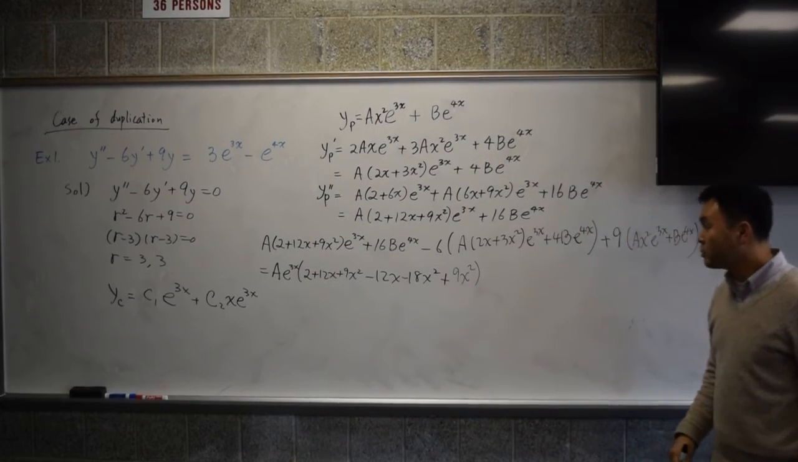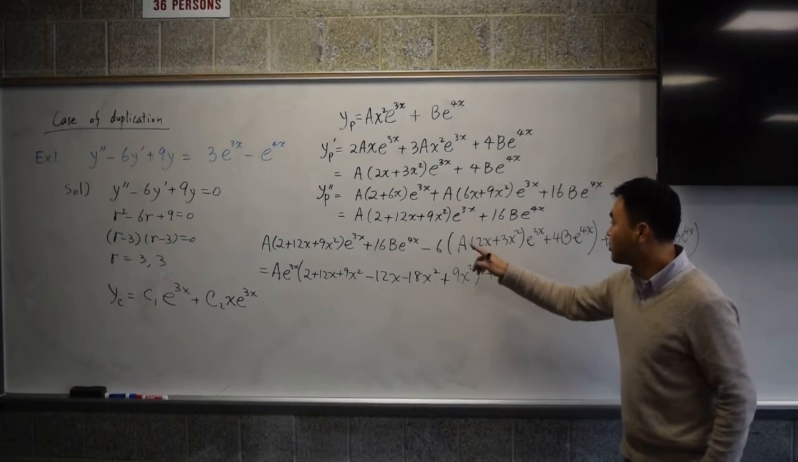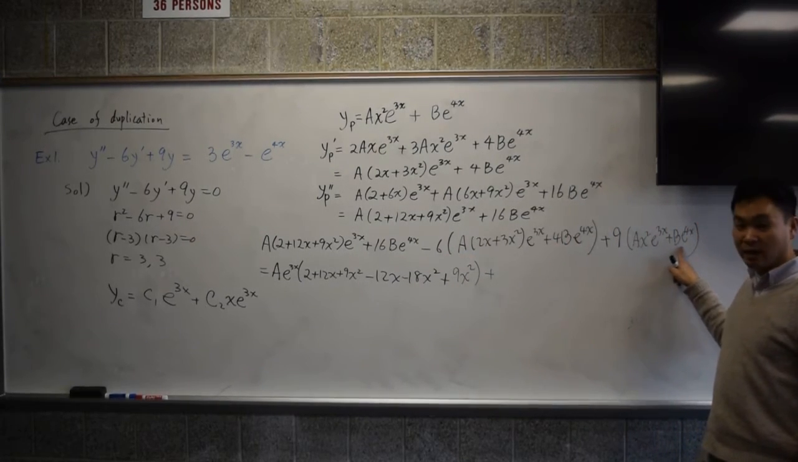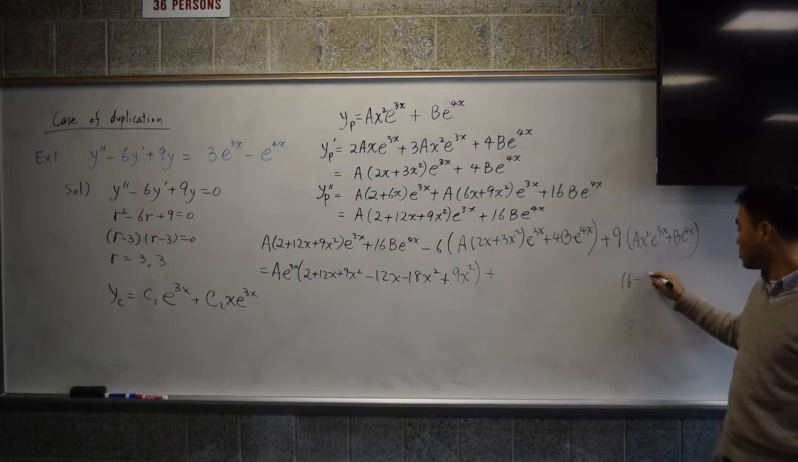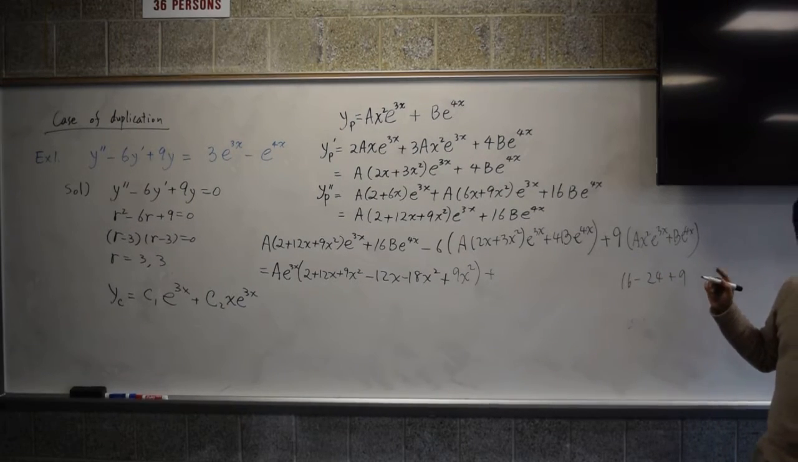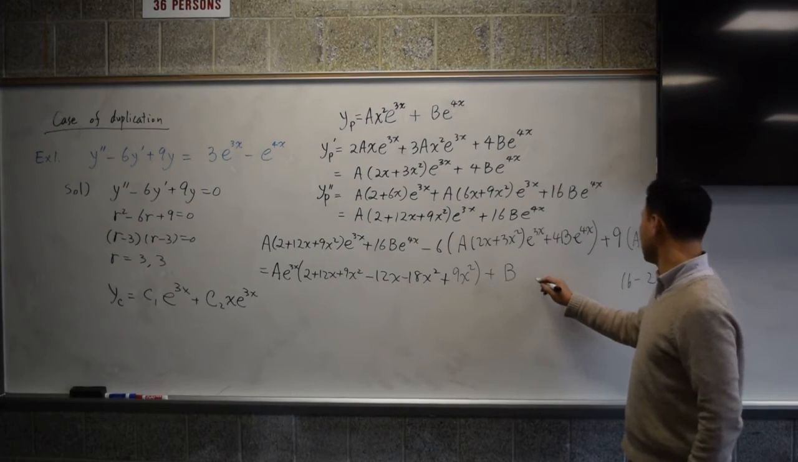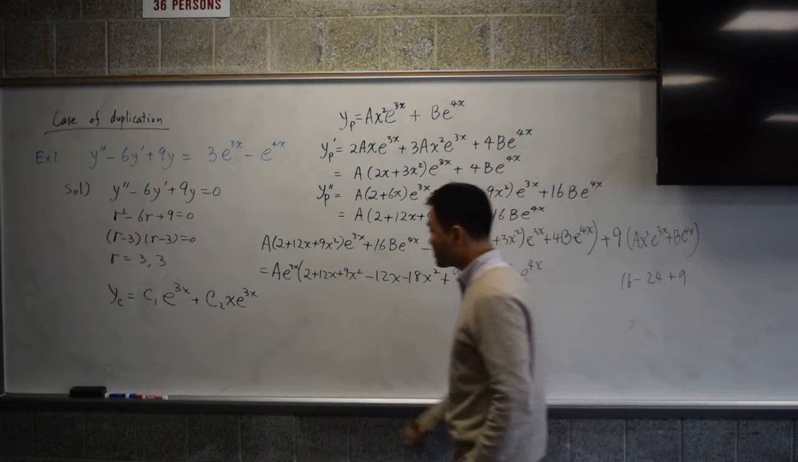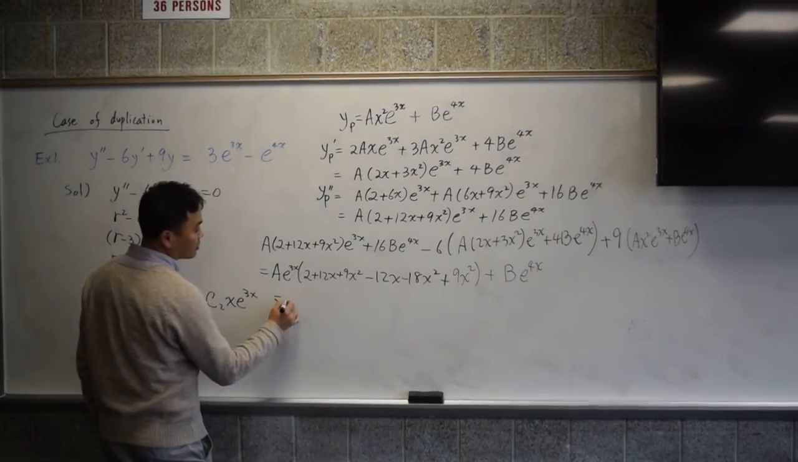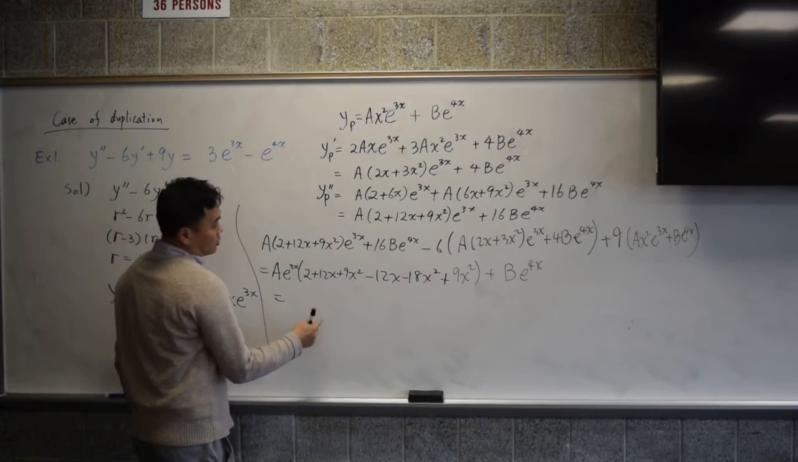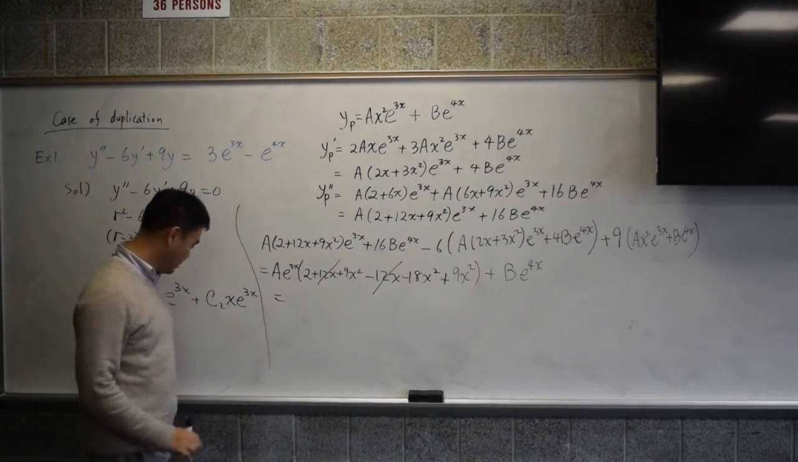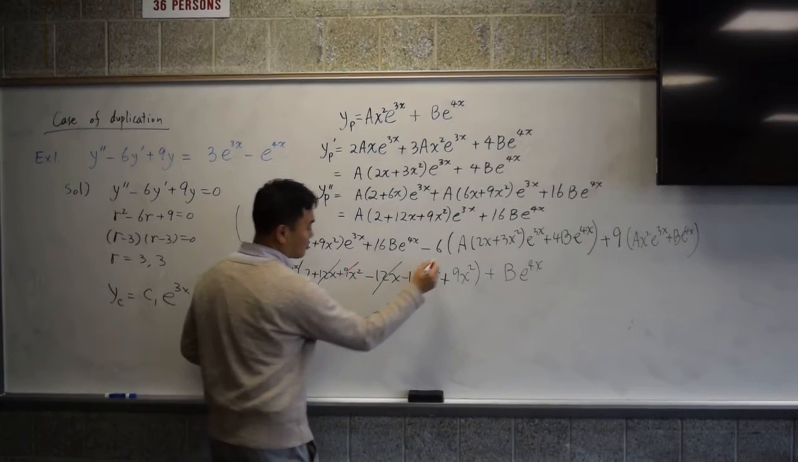That's everything with a. Now for b, we have 16 minus 24 plus 9. What's that? 16 minus 24 plus 9. 9 plus 16 is 25. 25 minus 24 is 1. So I just get b e to the 4x. Let's simplify this further. Okay. 12x and 12x, they cancel. 9 minus 18 plus 9 is? 0. So these cancel together.